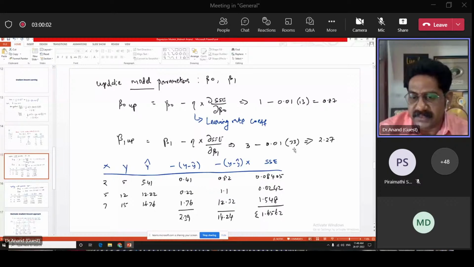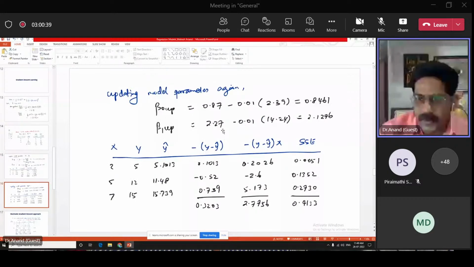Since we are approaching the optimal value, because our predicted y is coming closer to the actual y, that means we are reaching the destination. That is the reason your total gradient score also decreases. As the gradient decreases, the changes in the slope and the intercept also become smaller. 0.87 is just adjusted to 0.846, and 2.27 is adjusted to 2.12.